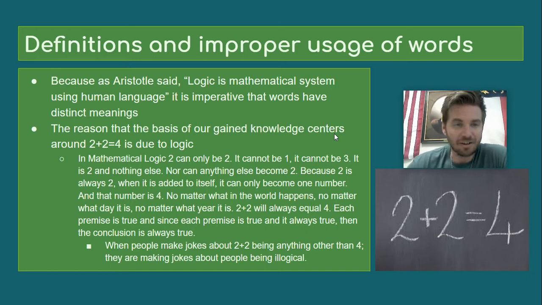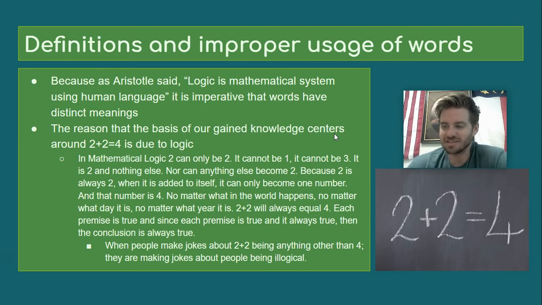It's staying concrete. Now let's look at this, because this is the best explanation that I can give you, or at least attempt to. So again, we've talked about how logic is rooted in math, and I want to show you a little bit more. The reason for the basis of our gained knowledge, and what do I mean by that, is that if someone is trying to put someone else down and call them stupid, they'll say, "Oh, you think 2 plus 2 equals something other than 4?"